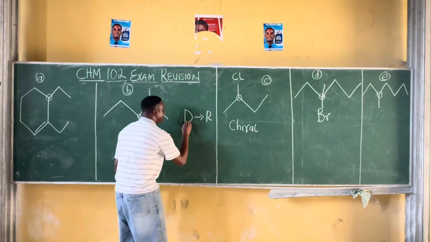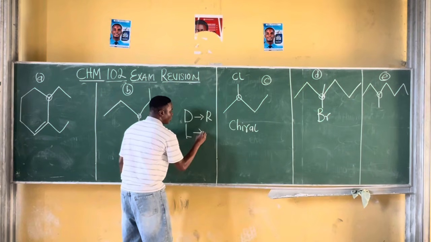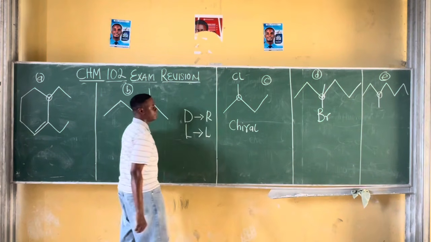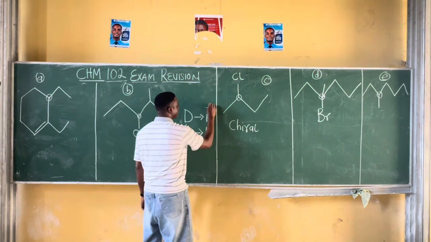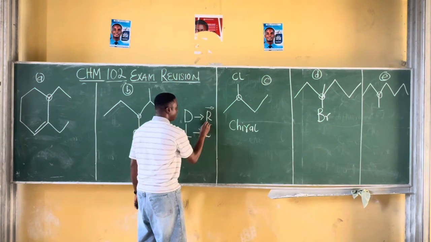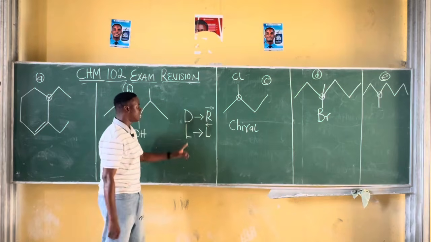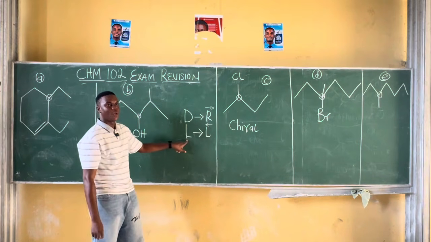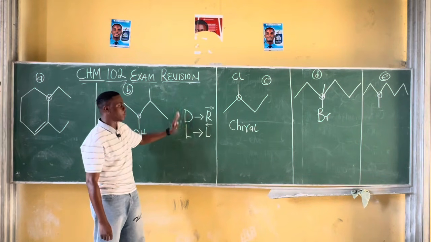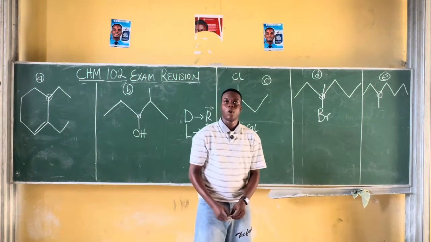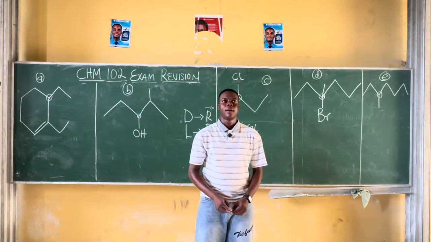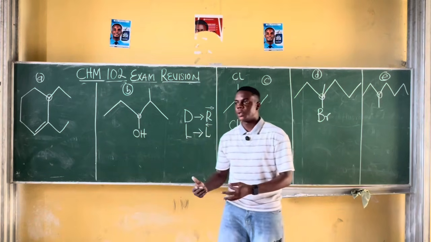Then the other one is levorotatory, which is to the what? Left. Okay? So this is to the right. This is to the left. So these are dextrorotation and levorotation. These are the types of optical rotation. Hope you got that. So please take note of it.